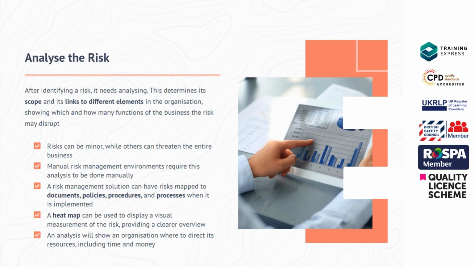Manual risk management environments require this analysis to be done manually. A risk management solution can have risks mapped to documents, policies, procedures, and processes when it is implemented. A heat map can be used to display a visual measurement of the risk, providing a clearer overview. An analysis will show an organization where to direct its resources, including time and money.